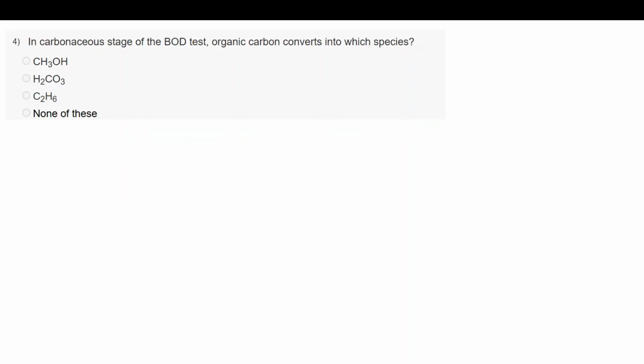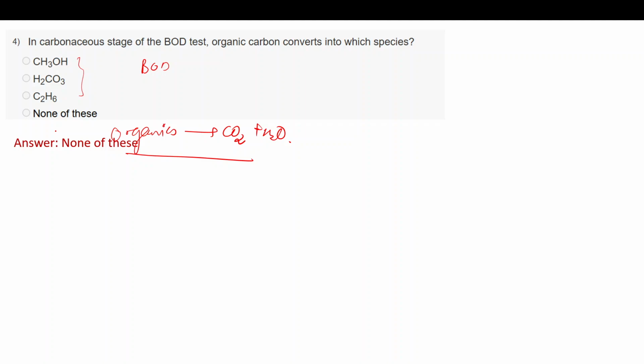Next is: in carbonaceous stage of the BOD test, organic carbon converts into which species? So in BOD here the organics are converted to CO2 plus H2O, and if you look into the options, none of them has CO2, so none of these is the correct answer.